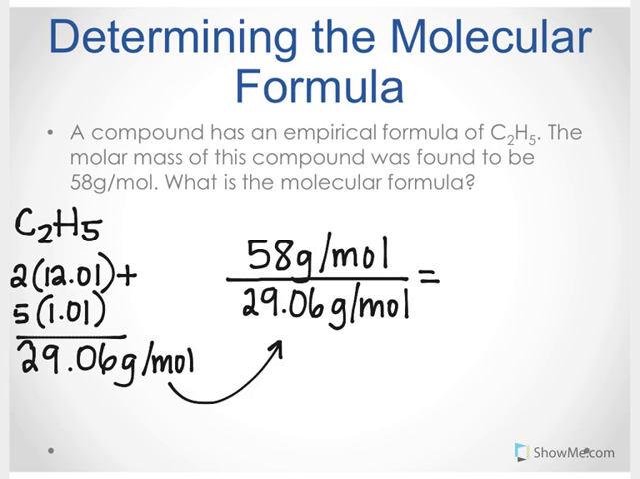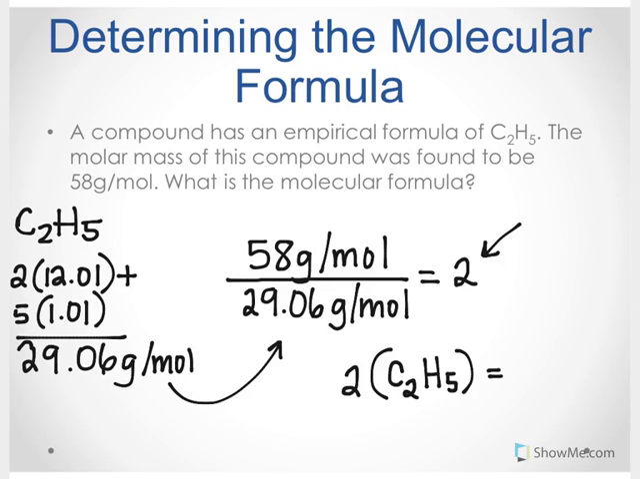And again, when we're doing anything experimentally, it's very rare that you're going to get the exact whole number, but 1.99 is close enough to 2 that we can just call it 2. Now this number does not have a unit. We've found our x. Remember that x is the answer when you divide the molar mass by the empirical mass. And so we're going to take that number 2 and multiply it by the empirical formula, which was C2H5.